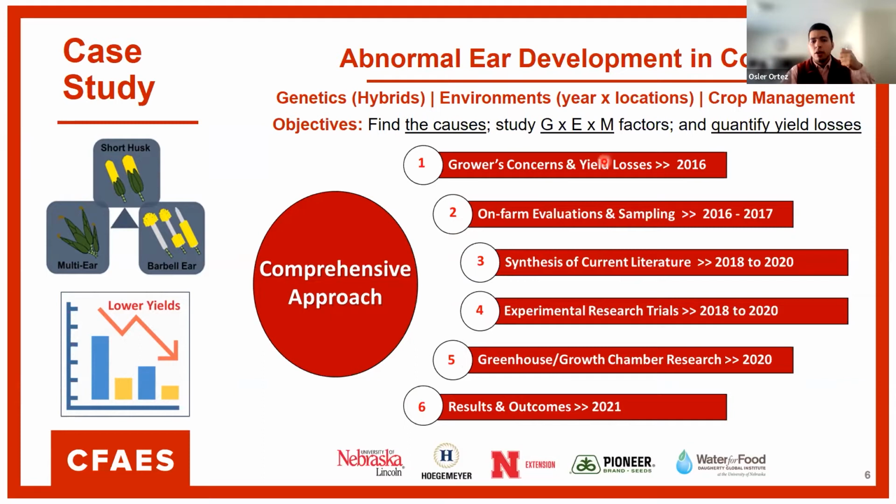All the project started by growers' concerns being reported due to low yields. Then right away, we followed up with some on-farm evaluations that we looked at and quantified how bad the issues were occurring. Sure, we need to always look at the literature. We need to see what is already understood about the topic and try to elaborate from there. We conducted several experimental research trials looking at different practices of corn management during 2018 through 2020. We added some controlled environment experiments. In some instances, what we have out in the field might not suffice to answer the questions that we might have. So we need to consider these conditions. And then we have been working on the outcomes for the last 1 or 2 years.